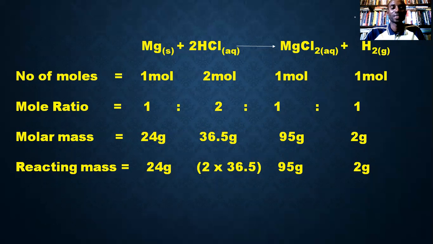Now look at the molar mass. That of the magnesium is 24, and the reacting mass is 24 because it's 1 mole. For that of the hydrochloric acid, the molar mass is 36.5. That is the molar mass, but the reacting mass is 2 times that because it is 2 moles of hydrochloric acid that react with magnesium. So the same thing affects the others. Only where it is 1 mole is the number of moles the same thing as the reacting mass. But any other one that has more than 1 mole, you times it with the molar mass, it will give you the reacting mass.